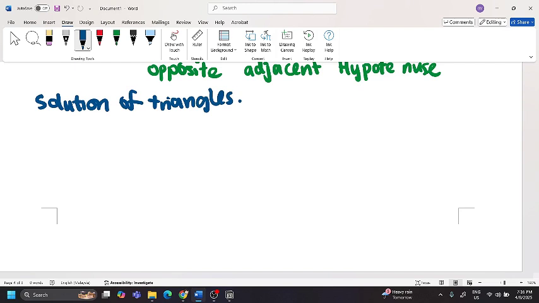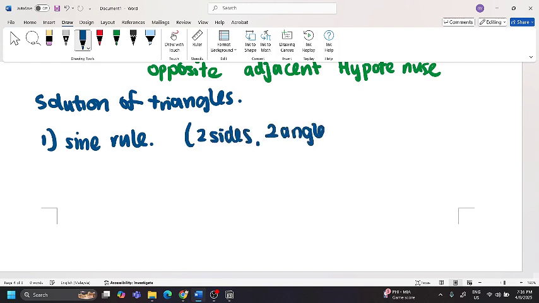You apply solution of triangle when you have a triangle which is not a right angle triangle. You have three things. First thing is sine rule. You need to know when you should use this sine rule. When you have two sides and two angles, but you need to see how the sides and angles work.